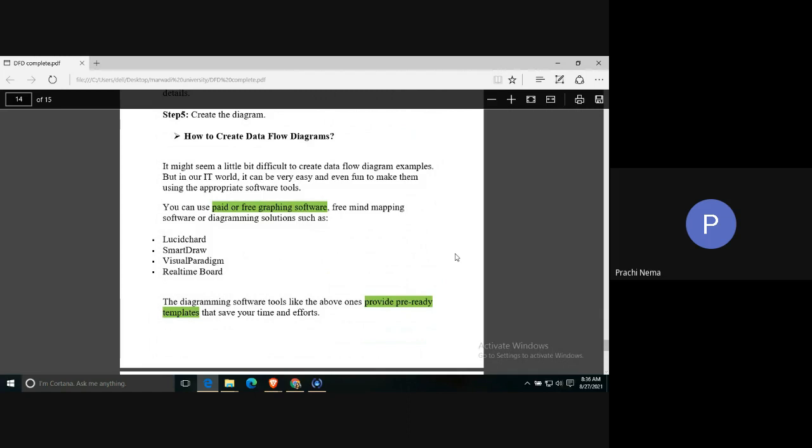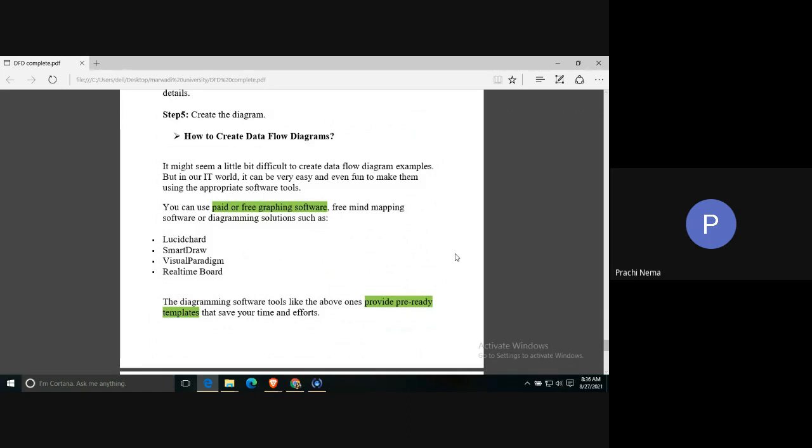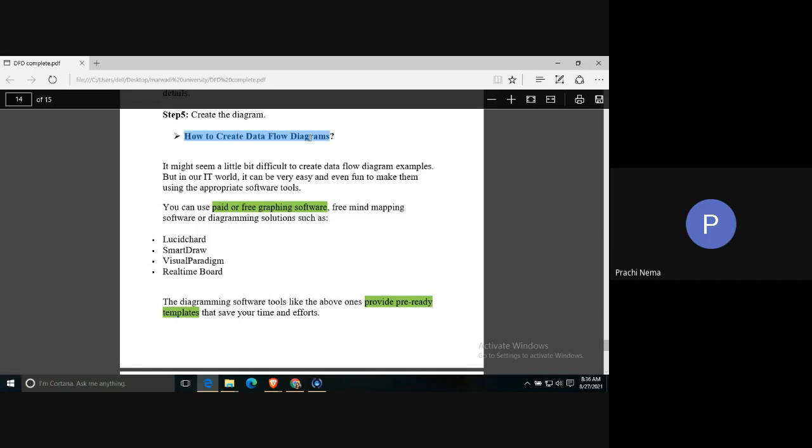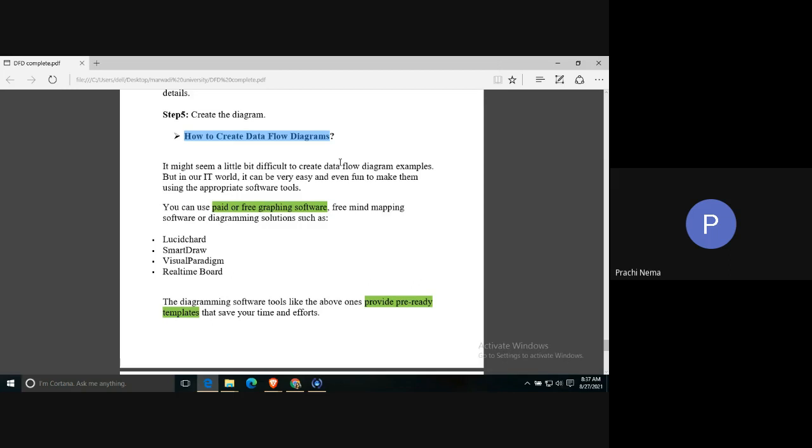Now comes the main part, that is the question: how to create a data flow diagram. You understood everything? Okay, I hope you understood. So if you understood everything, now there should be a question in your mind, how are we going to draw? With pen and paper? No.